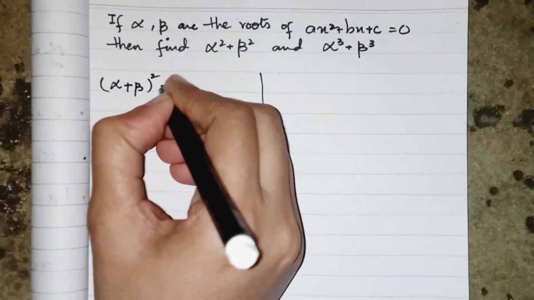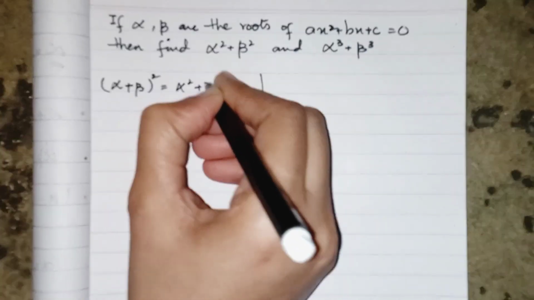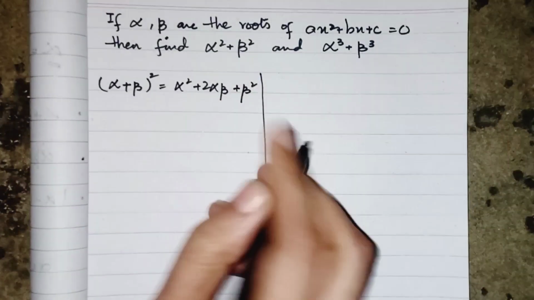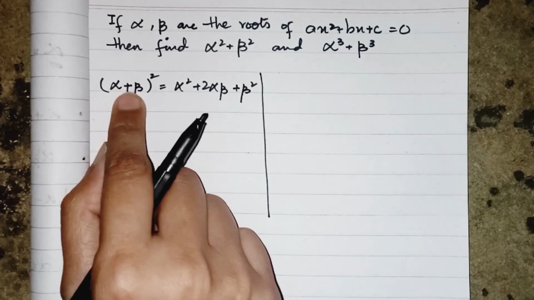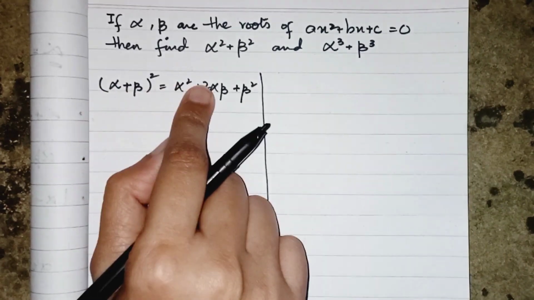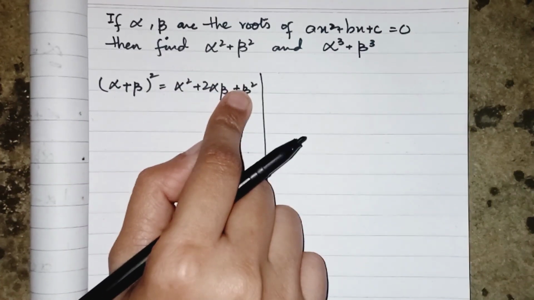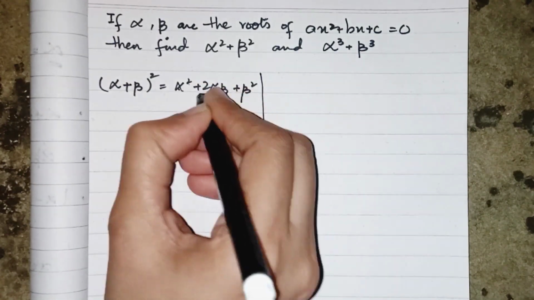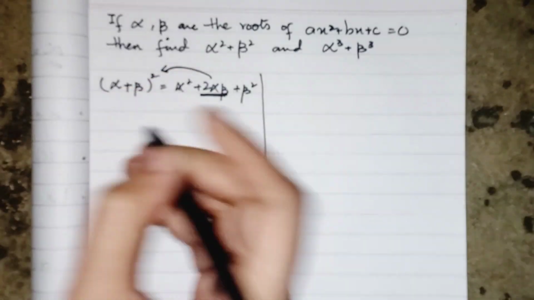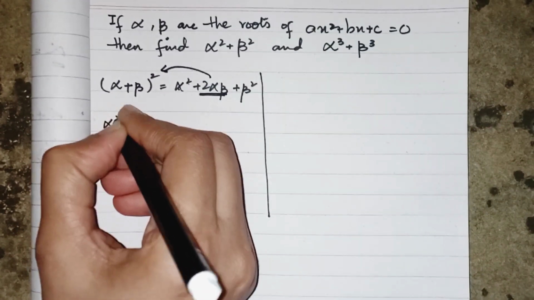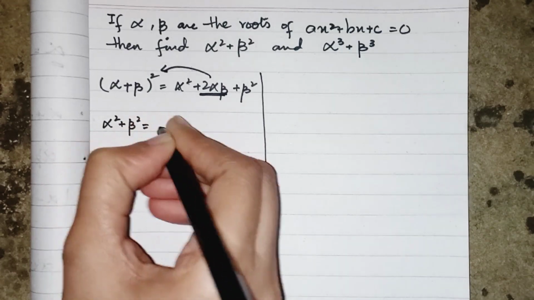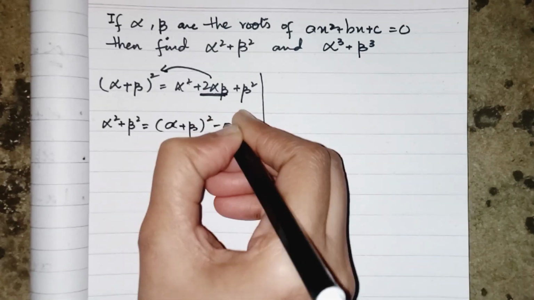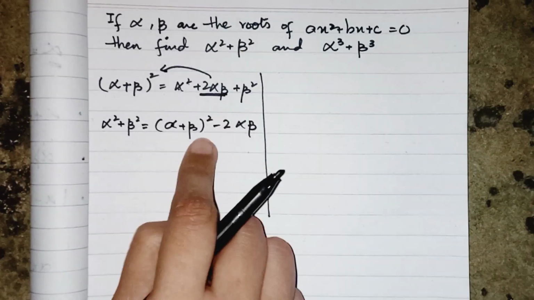If we apply squaring, it will be alpha square plus 2 alpha beta plus beta square, which is the formula of a plus b whole square equals to a square plus 2ab plus b square. So to find the value of alpha square and beta square, this middle term should be moved to the other side of the equals to. So alpha square plus beta square equals to alpha plus beta whole square minus 2 alpha beta.